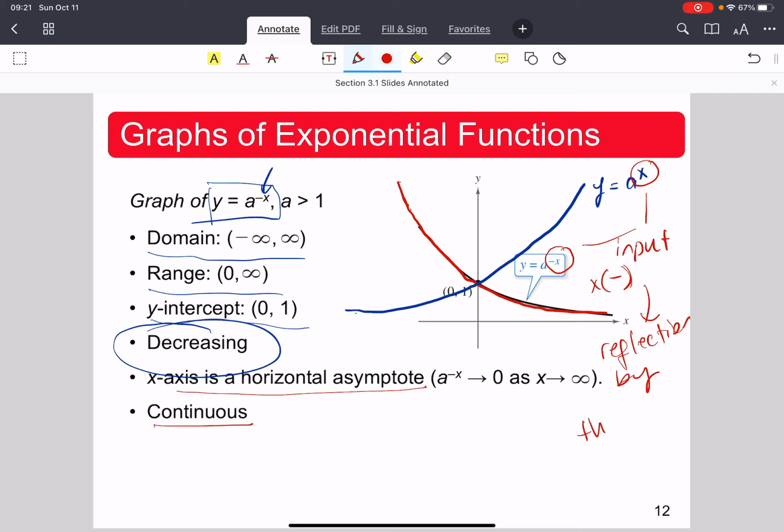Reflection by the y-axis. That's all that is. So when you multiply the input by negative, it reflects the curve by the y-axis, which is something we learned with the topic of transformations. It's the exact same idea.